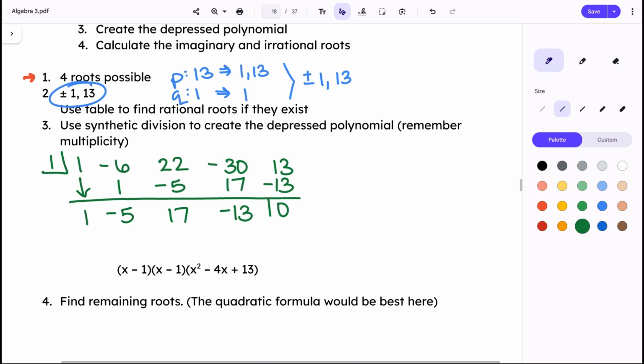It went in perfectly. So then you write your depressed polynomial, which the first one started out as x to the 4th power. So this one's going to become x to the 3rd minus 5x squared plus 17x minus 13 equals 0. Now, we're not done, we haven't found all the zeros yet. We found one of them. The 1 is a definite root for us, but we need to find the others.